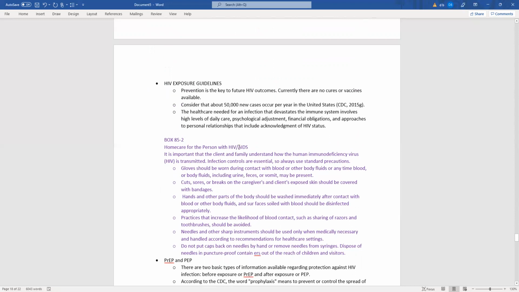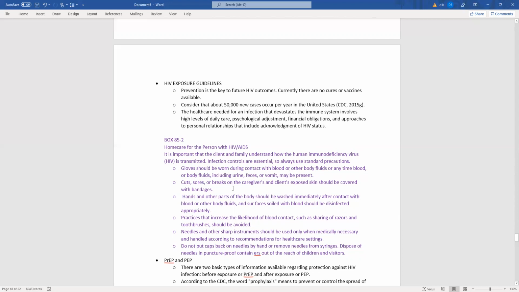Home care for the person with HIV/AIDS. It is important that the client and family understand how the human immunodeficiency virus (HIV) is transmitted. Infection controls are essential, so always use standard precautions. Gloves should be worn during contact with blood or other body fluids, or at any time blood or body fluids, including urine, feces, or vomit, may be present.